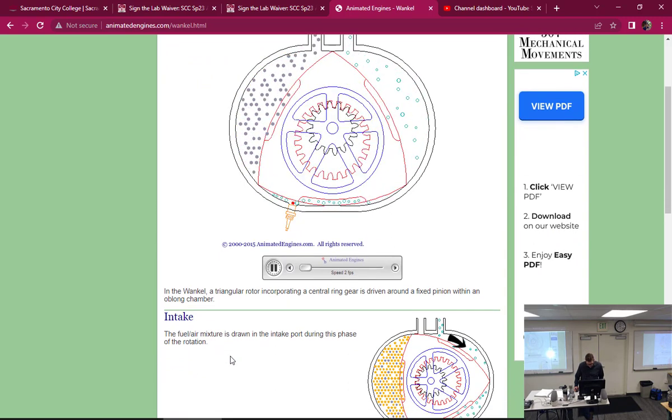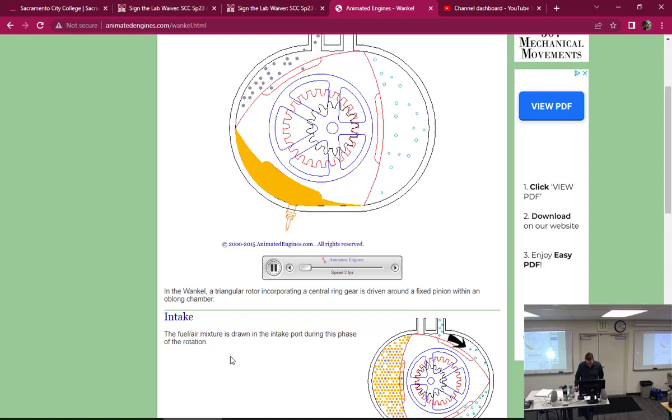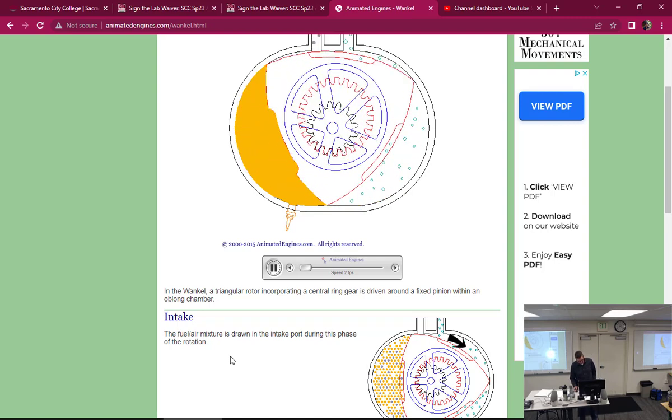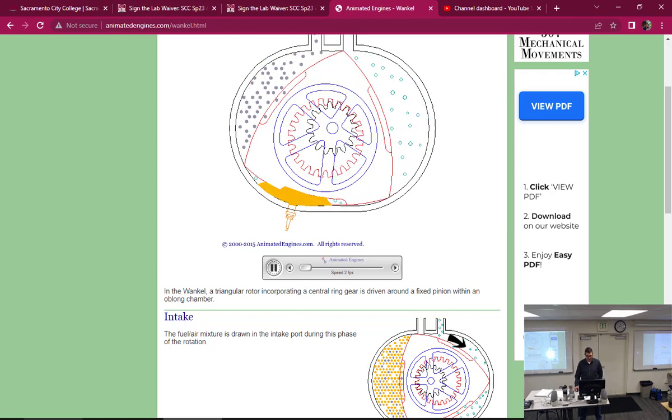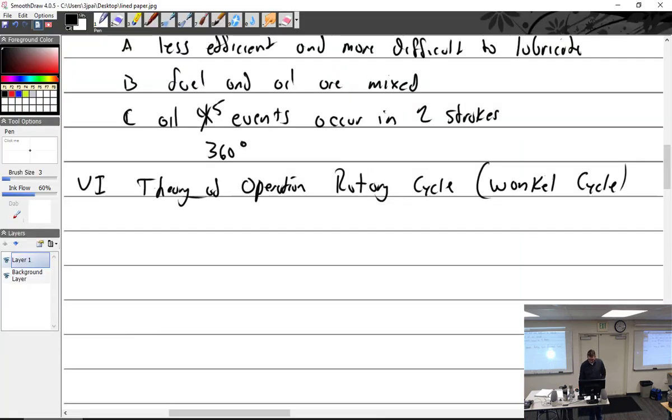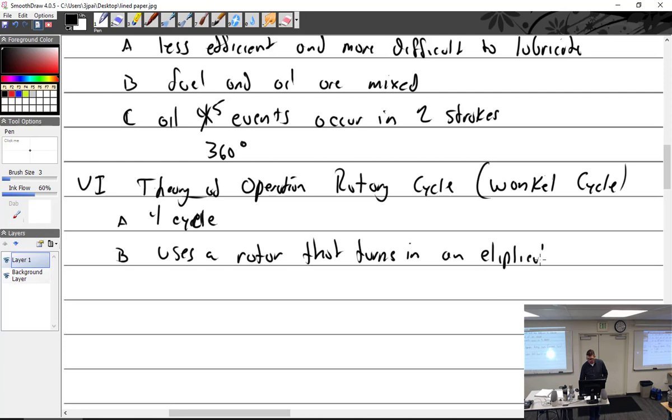Let me see. It uses a rotor that turns in an elliptical housing, and uses 3 power pulses per rotation. Is that true? Yeah, it would be. So let's see. It's still a 4-cycle. 4-cycle, uses a rotor that turns in an elliptical housing.